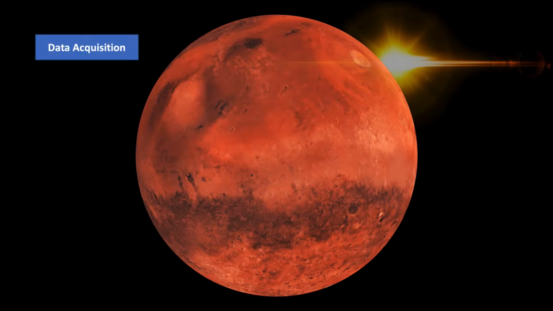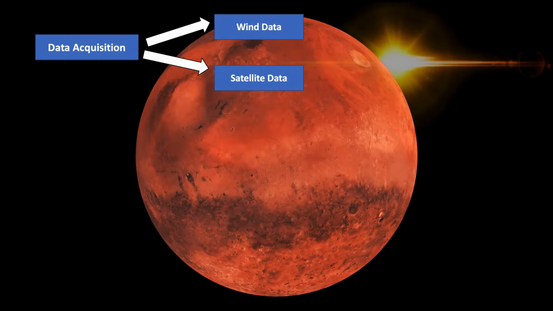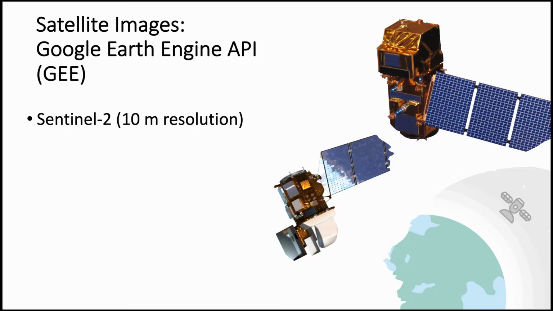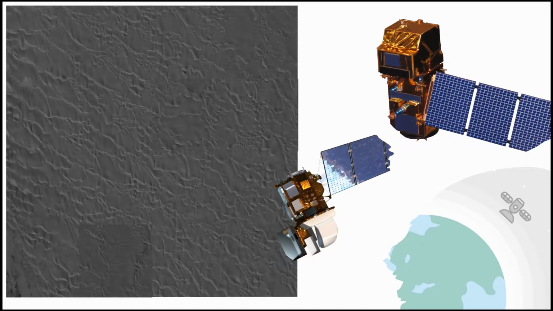So the first step is we need to build a data set. Data acquisition is important, and for this we need two things. We need satellite images, satellite data, and we need wind data as our label. For satellite, we can use the Google Earth Engine API, or GEE. Specifically, we ended up using the Sentinel-2 dataset because it comes at 10-meter resolution, so it has a very good resolution for Earth satellites.